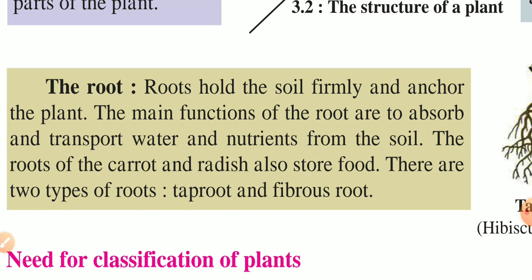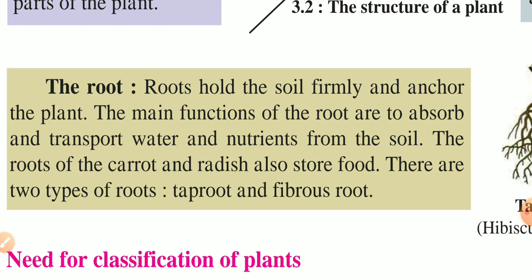The main functions of the root are to absorb and transport water and nutrients from the soil. The roots of carrot and radish also store food. Now you know that these are food. Carrot and radish are below the ground. Therefore these plants are called roots of that plant, and they store their food there.